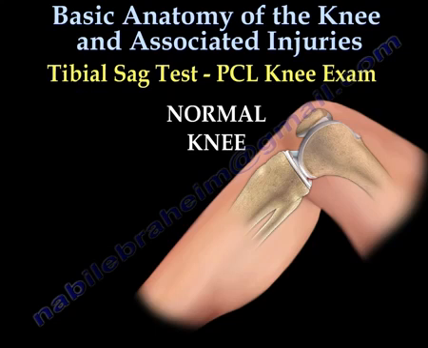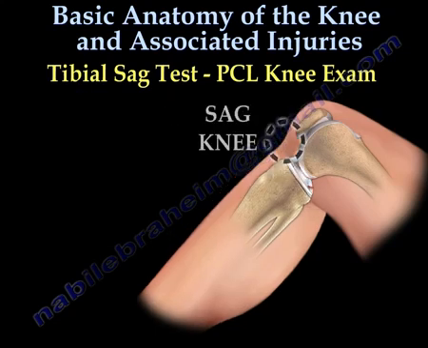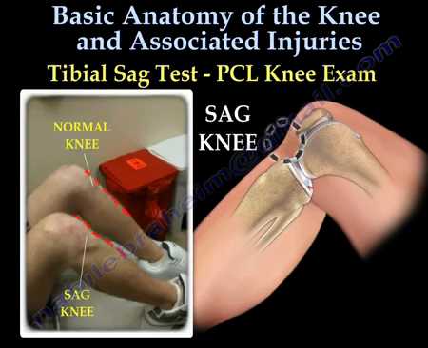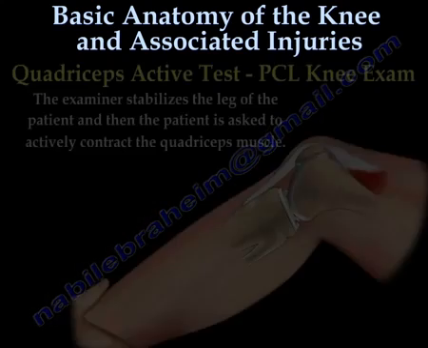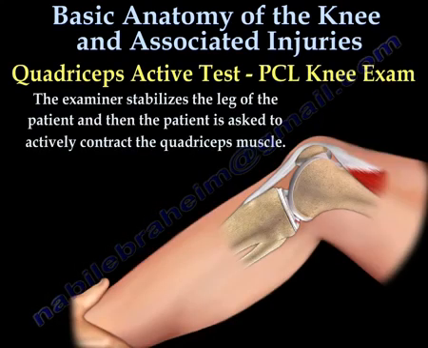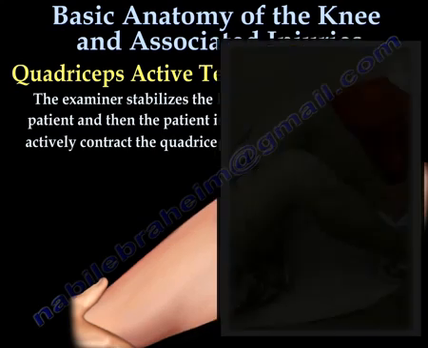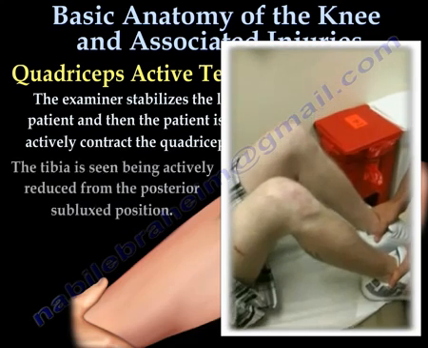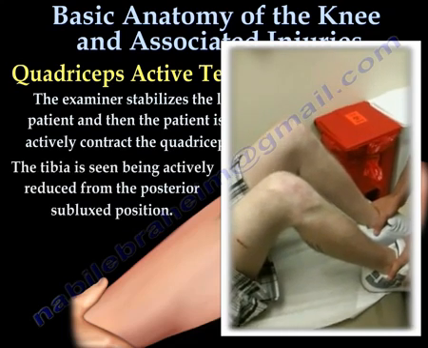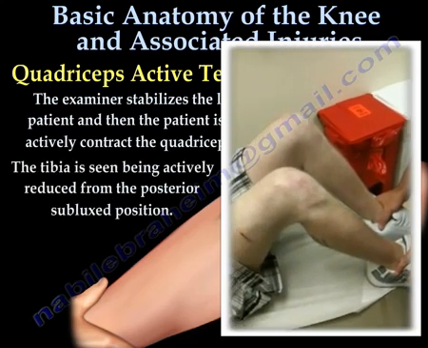The tibial sag test is used to assess a tear of the posterior cruciate ligament. Both knees are flexed at 90 degrees and the knees are viewed from the side to compare positions of the anterior tibia. The quadriceps active test is performed with the patient's knee flexed to 90 degrees. The examiner stabilizes the leg and has the patient actively contract the quadriceps muscle. The tibia is seen being actively reduced from the posterior subluxed position.